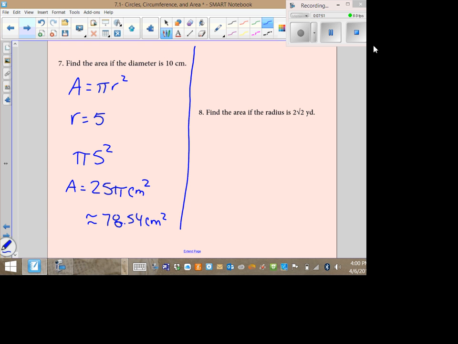All right, let's find the area if the radius is 2 square root of 2 yards. So area we said equals pi r squared. Writing this out, we get pi 2 square root of 2 squared. Squaring both of these, I get 2 squared to be 4, and square root of 2 squared to be 2. So I get 8 pi, and that's approximately 25.13 yards squared.